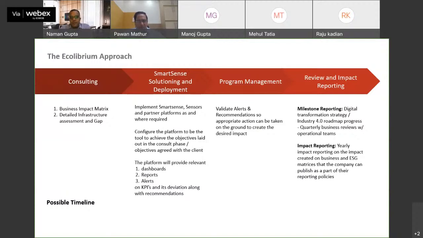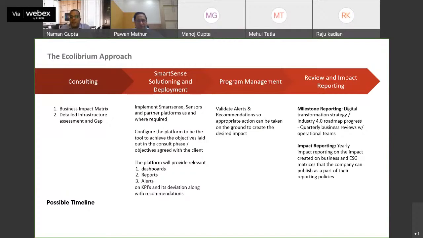To improve the capability of Smartsense, as an overall approach, we have 4 stages in which we generally take up a use case. What we have seen is that there is a gap of understanding between the client and how software can be perceived. So first of all, we do the consulting phase, which is the business impact matrix. We create a business impact matrix saying this is the amount of saving which we can deliver, and then we do the detailed infrastructure and gap assessment. That's the first phase.